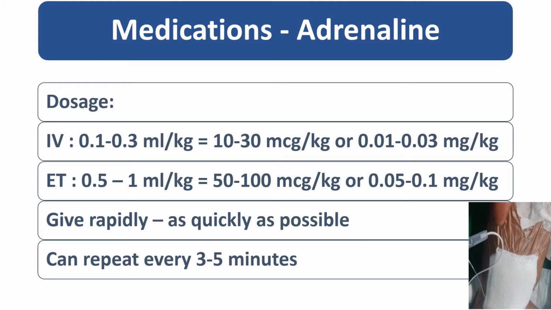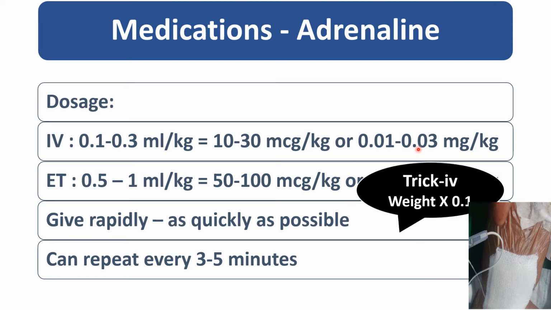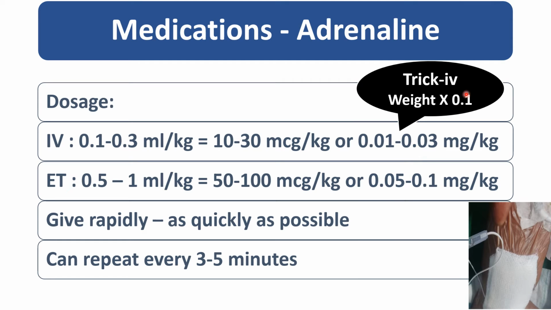Now the IV dose of adrenaline: we can give 0.1 to 0.3 ml per kg of the 1 in 10,000 diluted adrenaline. In micrograms, 10 to 30 microgram per kilogram. In milligrams, 0.01 to 0.03 milligram per kilogram. And the trick for the IV dose of 0.01 milligram per kilogram is weight times 0.1. So for a 3 kg baby we give 0.3 ml, for a 2 kg baby 0.2 ml.